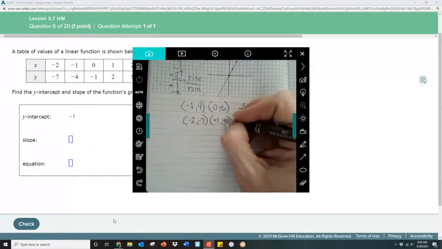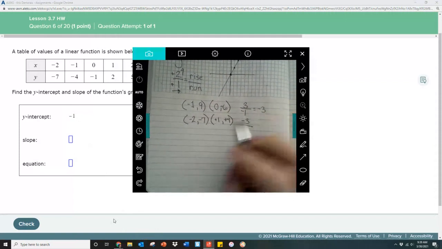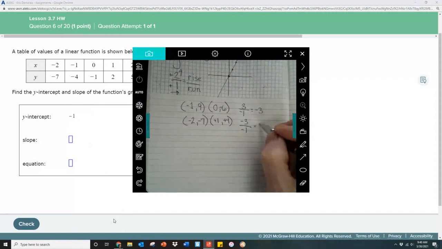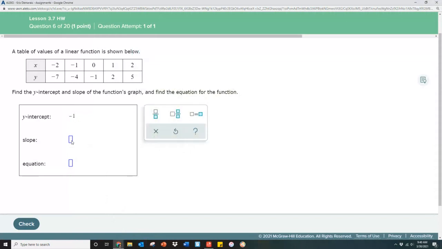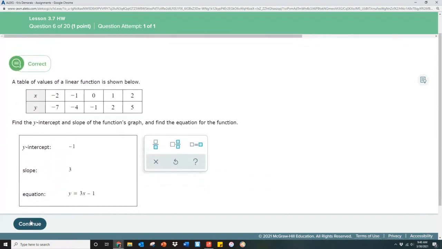Switch the signs of the second point. Add my y's together. Add my x's together. And then simplify. So now I have 3 for my slope. So my equation is going to be y equals, and then the slope of 3x minus 1. All right. So we approach that.